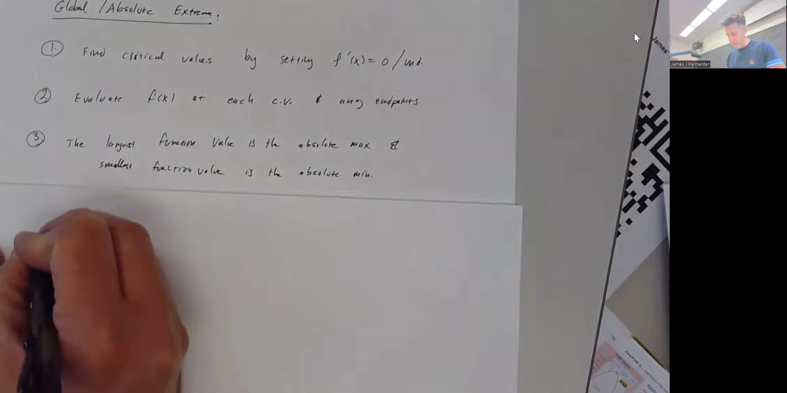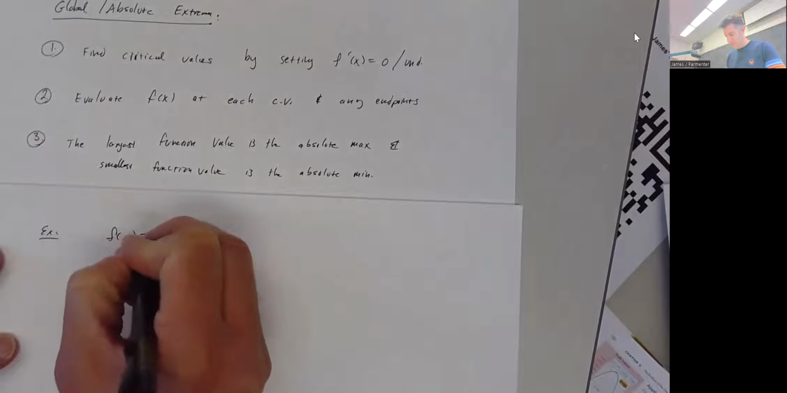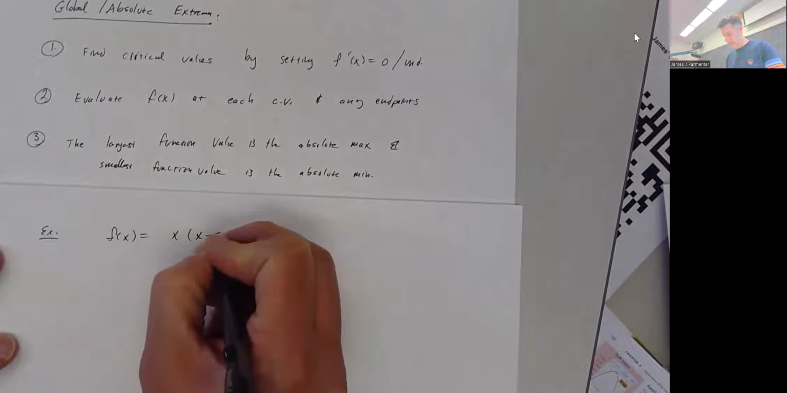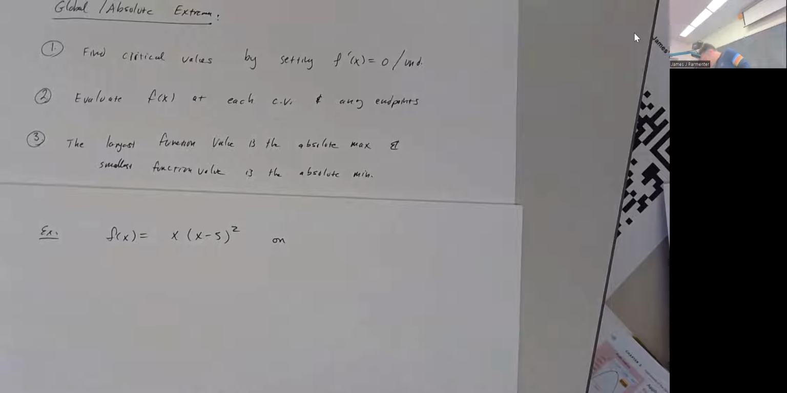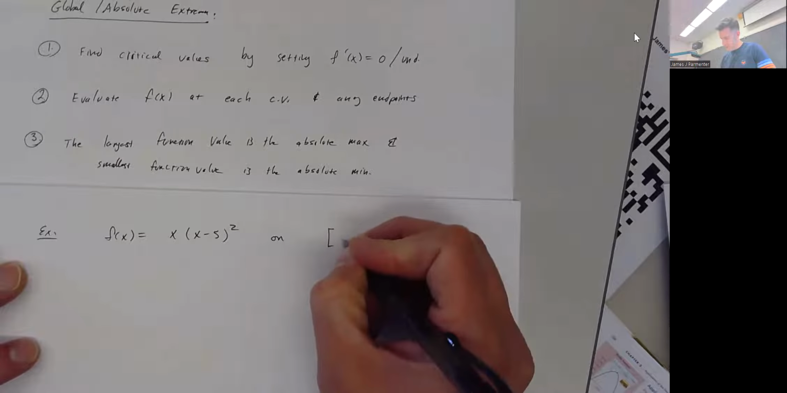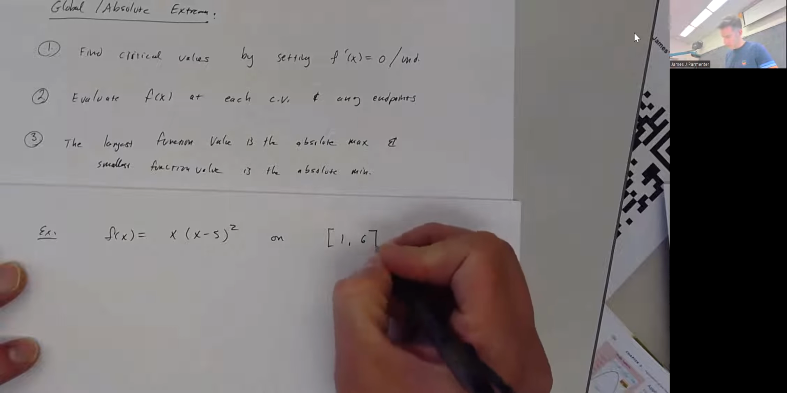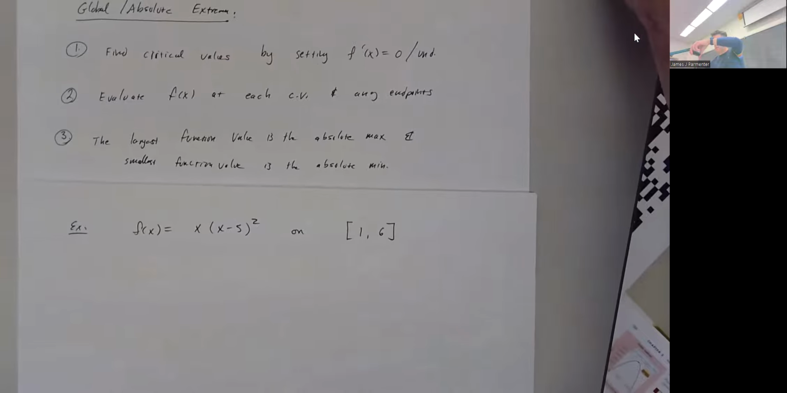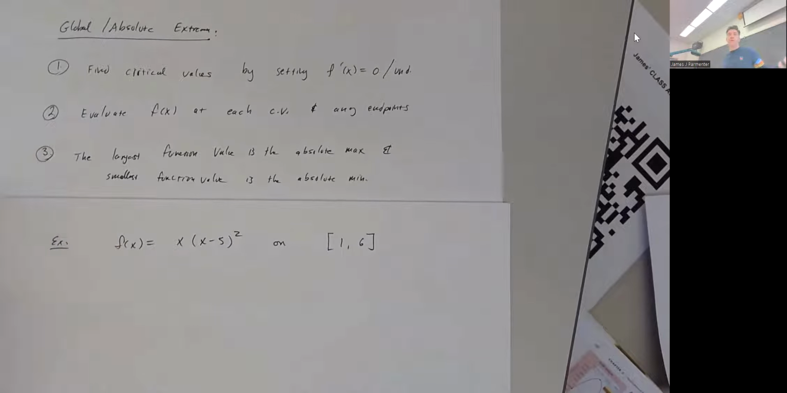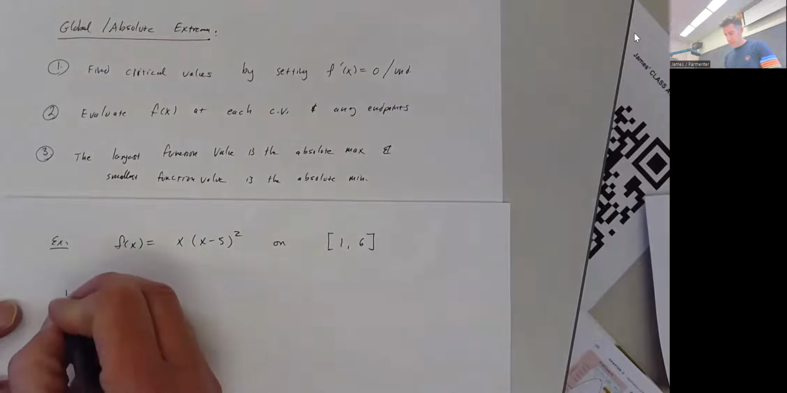Let's look at, say, f of x equal to x times (x minus 5) squared on the interval from, oh, where was that? I lost my spot. Fine. Let's say from 1 to 6. Okay, I kind of zoomed in a little bit too much. All right, step 1. Got to find the critical values. We're going to take our derivative, set it equal to 0. You have a couple choices here. You could multiply out the function before differentiating or not. I'd probably rather not. So let's just take the derivative.